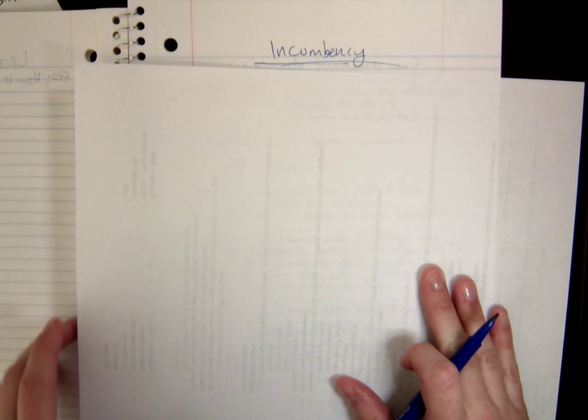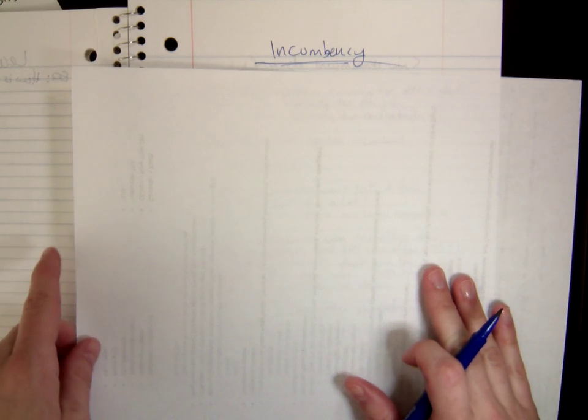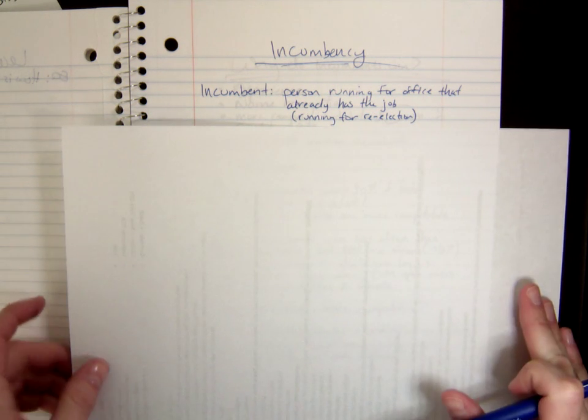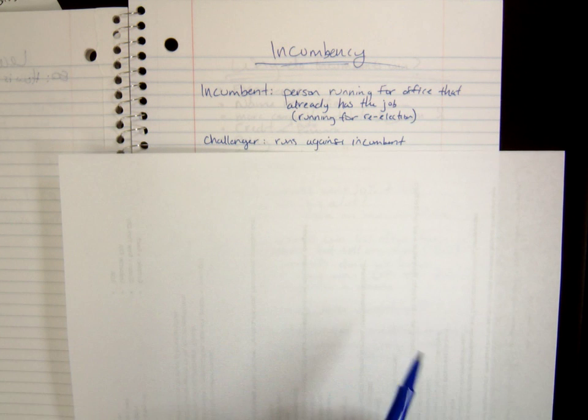And what we're going over is incumbency. You can title your notes incumbency. And I have a few basic vocabulary terms before we get into it. Incumbent, that is the person running for office that already has the job. So this is the one running for re-election. So in the presidential election of 2012, Barack Obama, current president of the United States, was the incumbent. And the challenger, the person running to take that spot, was Mitt Romney.